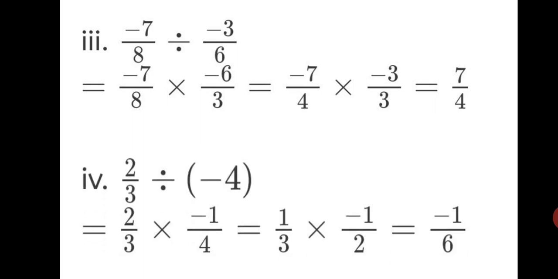Fourth sum, 2 upon 3 divided by minus 4 is equal to 2 upon 3, division becomes multiplication. Minus 4 becomes minus 1 upon 4, is equal to, now 2 2s are 4. So 2 1s are 2, 2 2s are 4. Can we do anything else? Reduction? No. So 2 1s are 2 we got. So 1 into minus 1 is minus 1 and 3 2s are 6. Minus 1 upon 6 is your final answer.